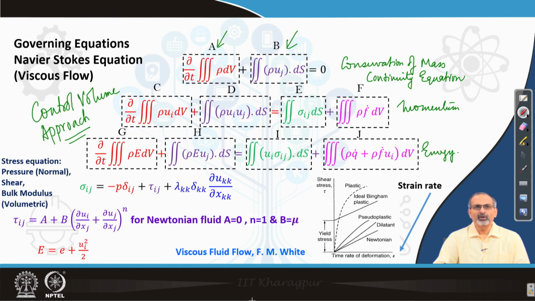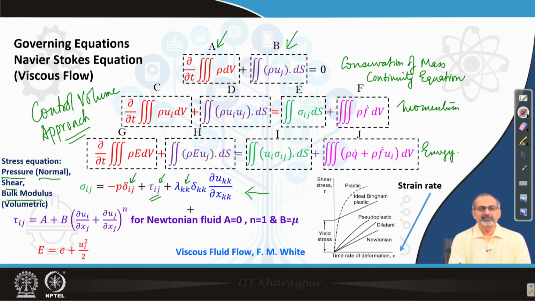Now, to say a little bit more about some of the important terms here, you can see sigma ij, the stress tensor as we had mentioned earlier, which comprises three different terms. We would detail them later, but for now we are briefly mentioning that the first term has to do with pressure, which is the normal component of the stress, the second term with shear, and the third term with the bulk modulus or the volumetric stress. We will have a more detailed discussion about all this in subsequent lectures.